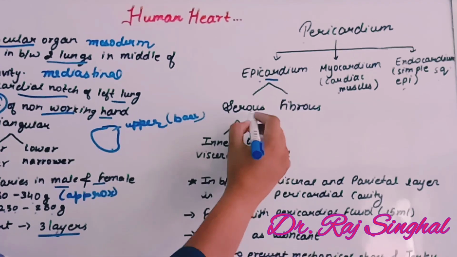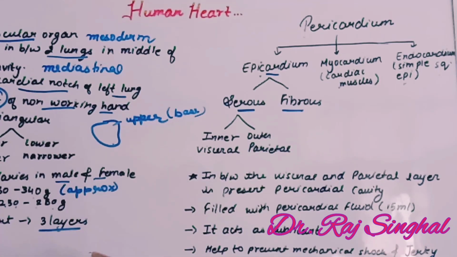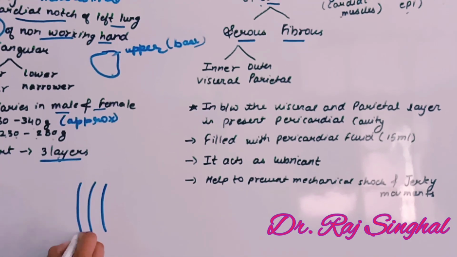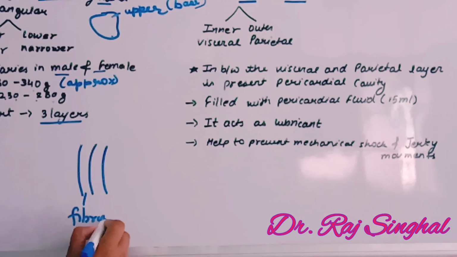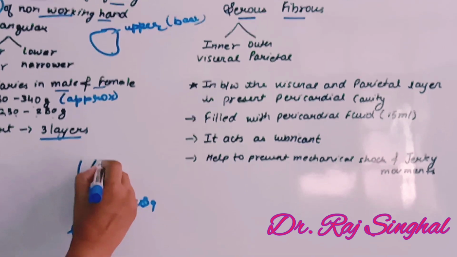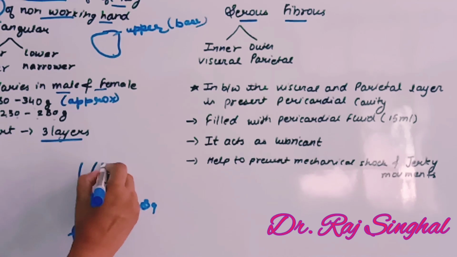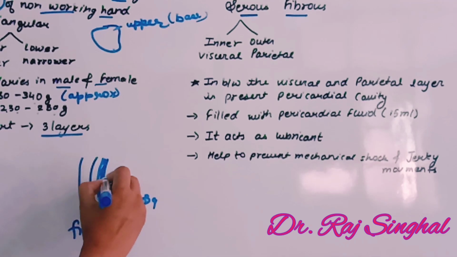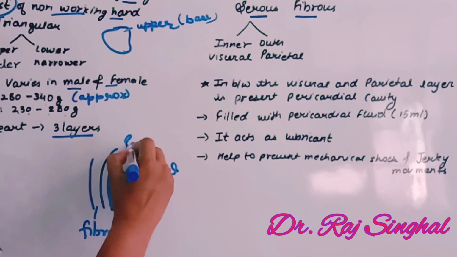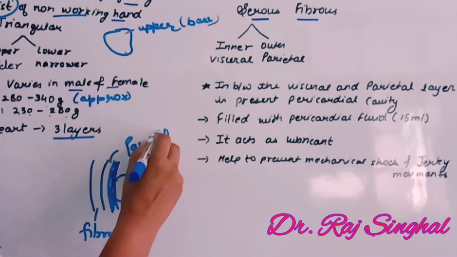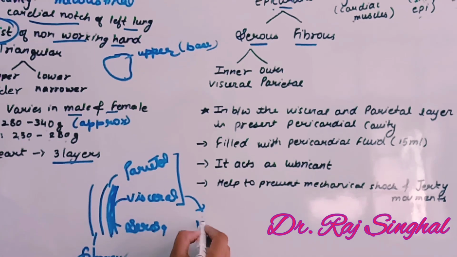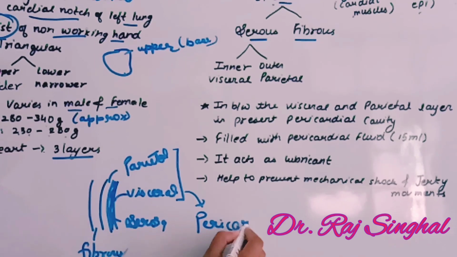Epicardium layer is further made up of 2 layers, that is inner serosa and outer fibrous. This serosa layer can again be divided in 2 layers: the inner one, that is the visceral layer, and the outer one, the parietal layer. In between these 2 layers, a liquid is present which is known as pericardial fluid.